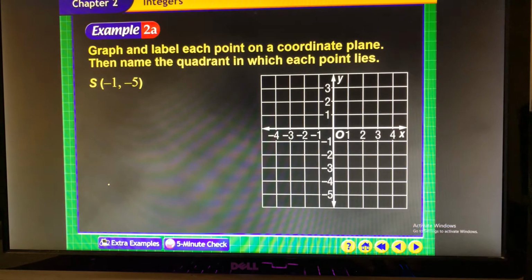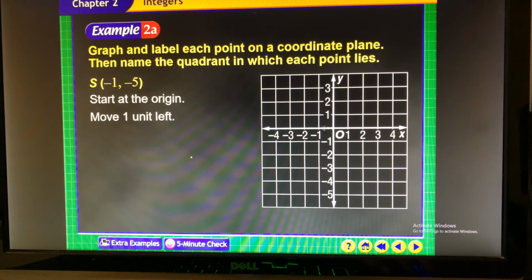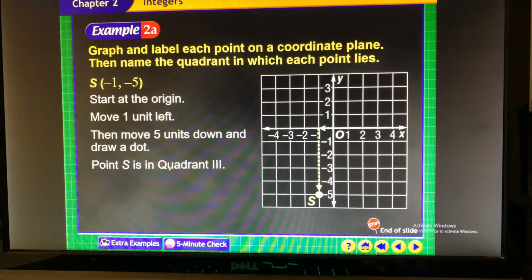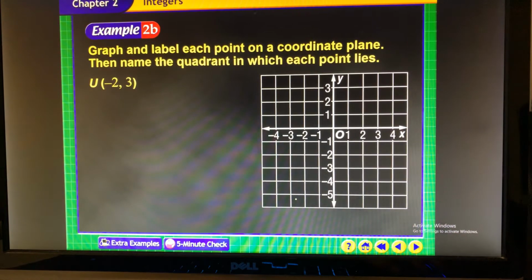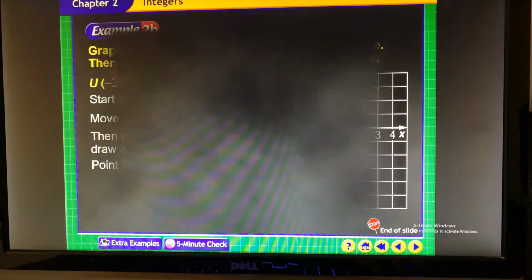Graph and label each point on the coordinate plane, then name the quadrant. Well, if they're both negatives, remember what I said? Everything here is positive. Everything here is negative. This is quadrant 1, 2, 3. So you graph it, it's going to end up in quadrant 3, and there's your point S. Pause it, try to find this one. This is your negative positives. It's going to end up in quadrant 2. There it is.